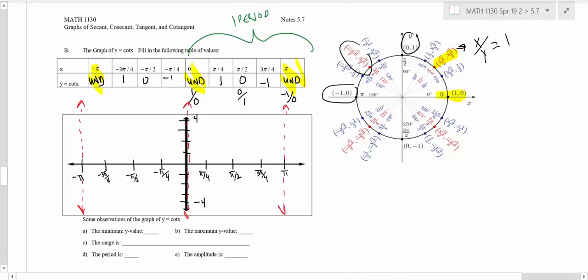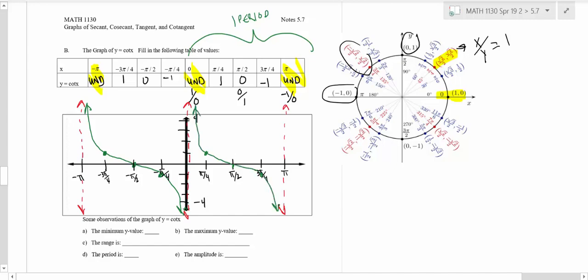So at negative 3 pi over 4, we are at y equals 1, then y equals 0, y equals negative 1. So the graph is going to look like a reflection of the tangent. So it goes like this. That would be one period of the cotangent graph, and then just plot the rest of your points, and you'll end up getting another period like that.